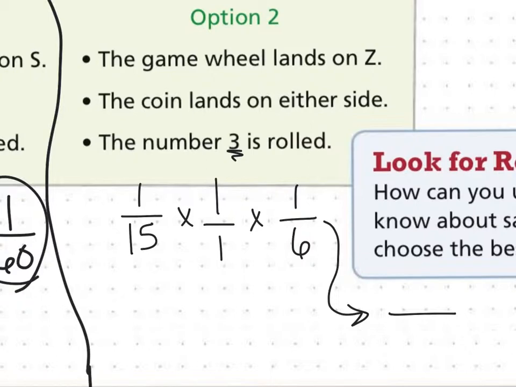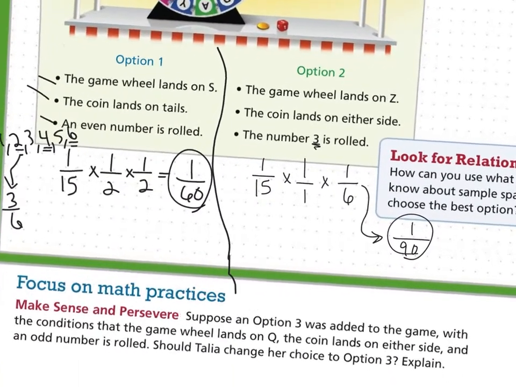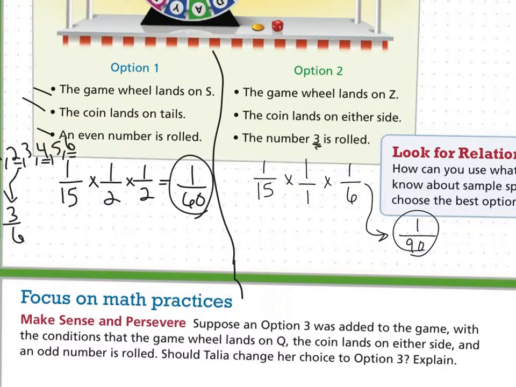Once again, 1 times 1 is 1, and if we multiply our denominators, 15 times 6 is 90. So there's a 1 out of 90 chance for option 2. Option 1, there was a 1 out of 60 chance. So actually, option 1 gives her the better chance of winning.